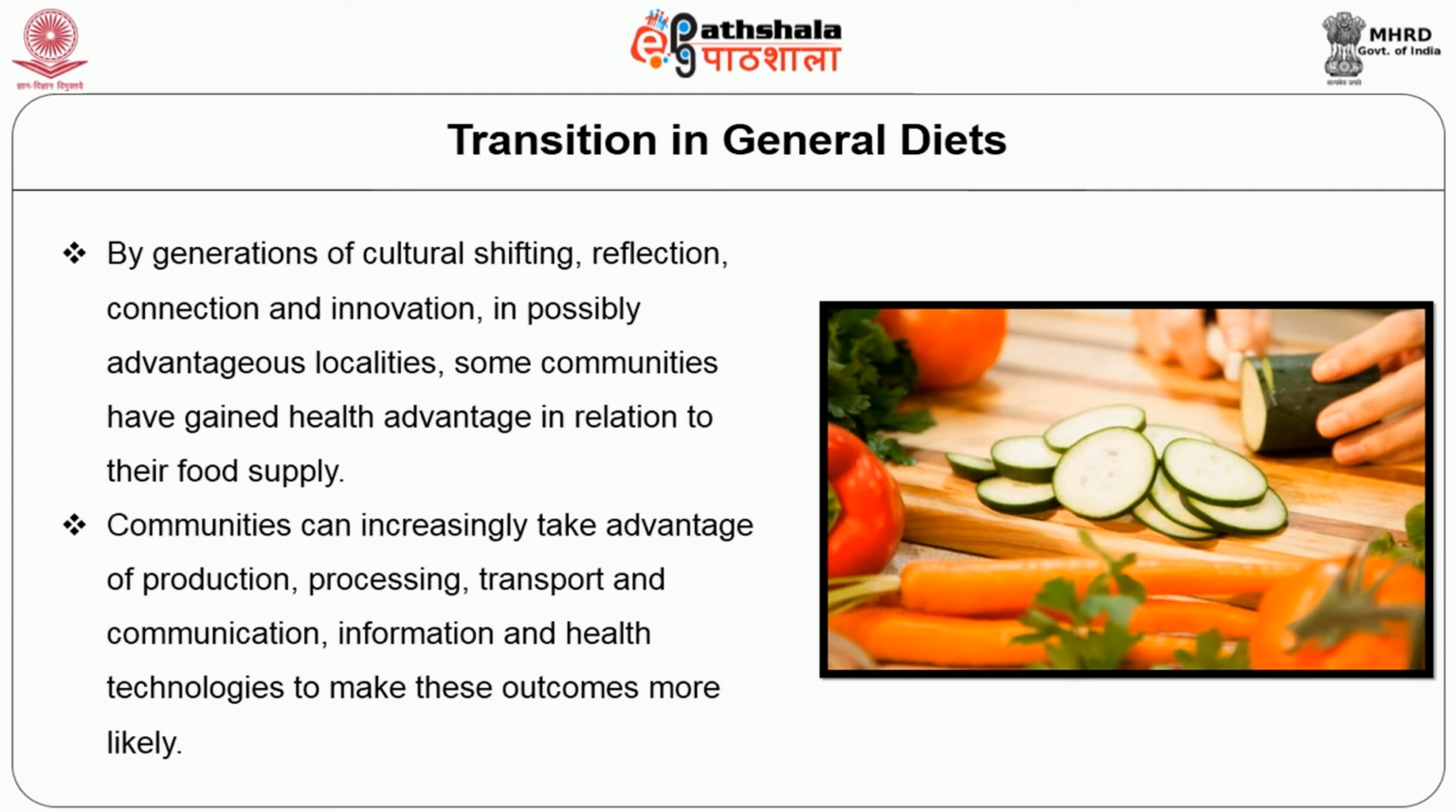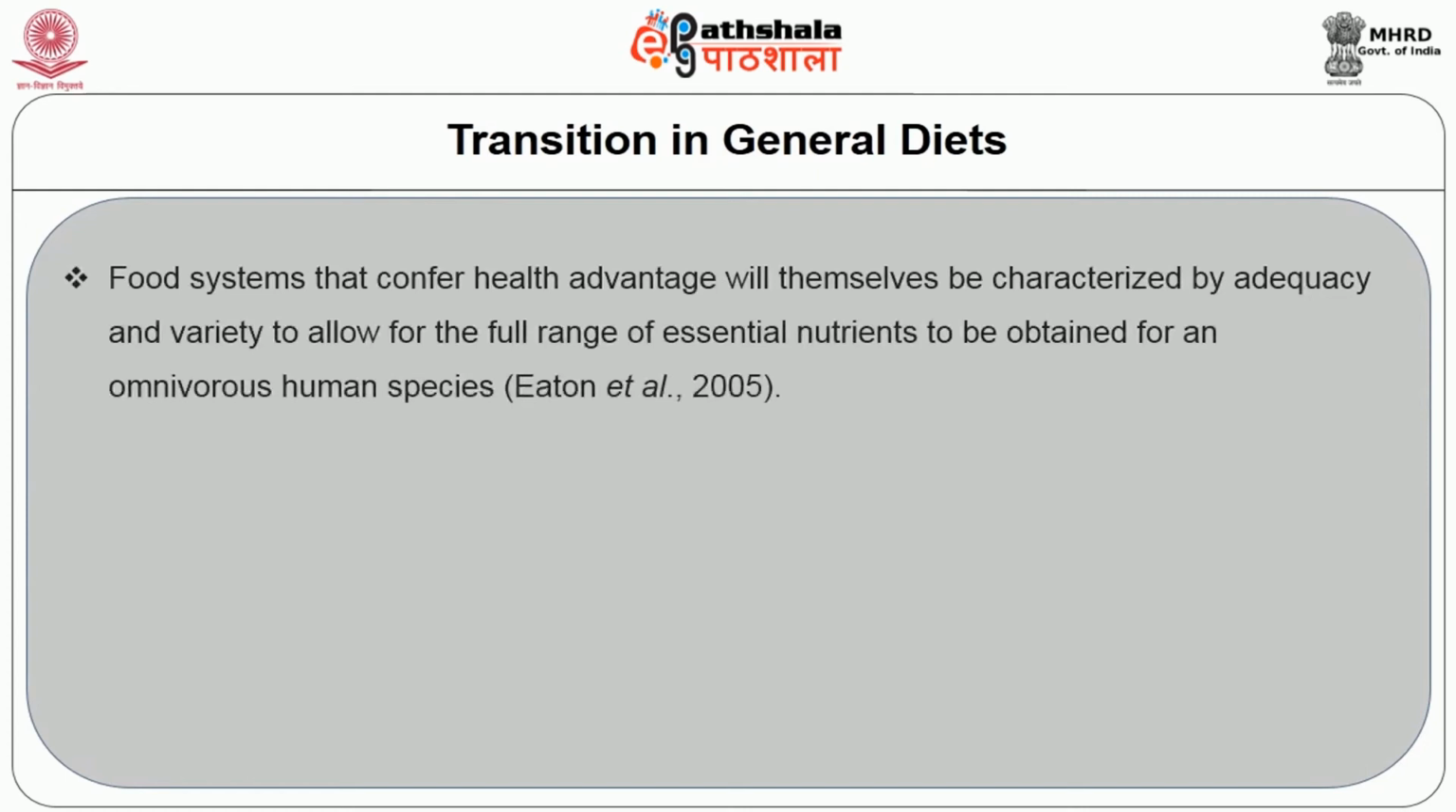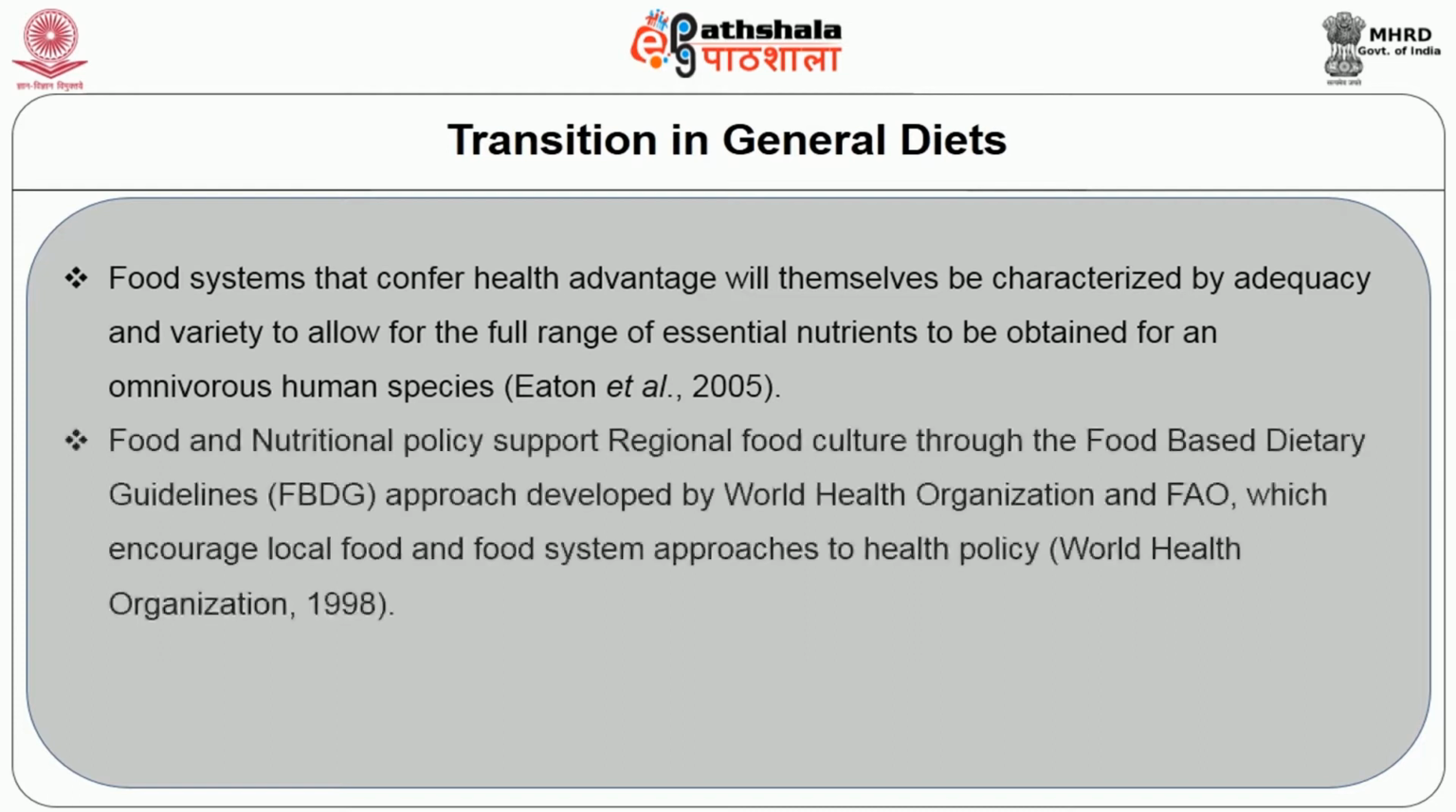Communities can increasingly take advantage of production, processing, transport and communication, information and health technologies to make these outcomes more likely. Food systems that confer health advantage will themselves be characterized by adequacy and variety to allow for the full range of essential nutrients to be obtained for an omnivorous human species.